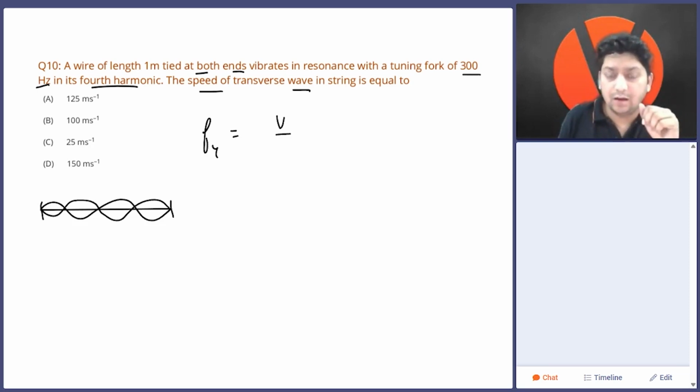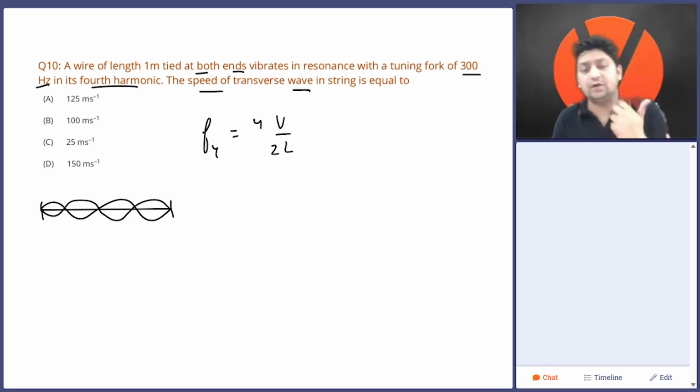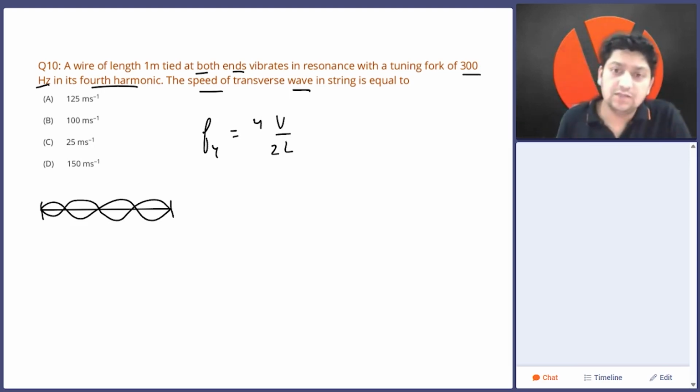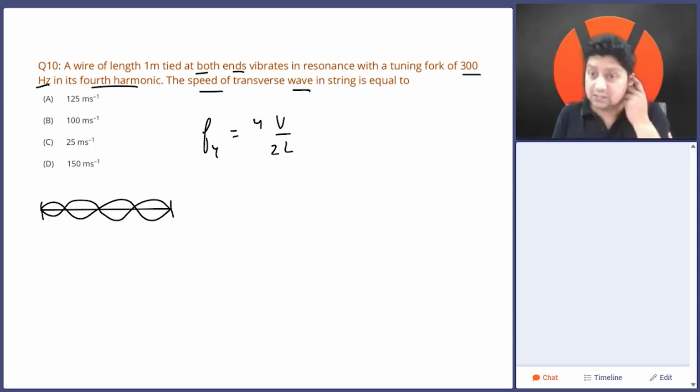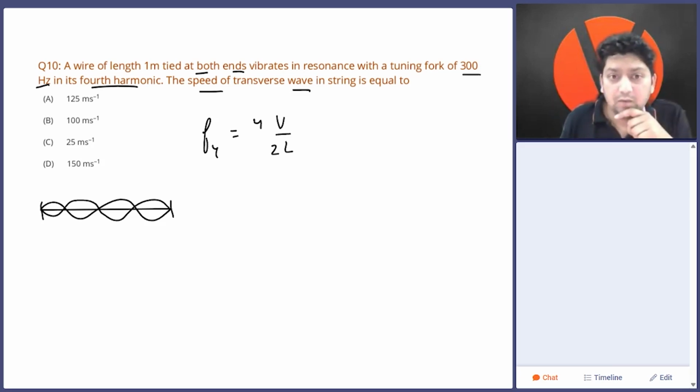Wave velocity over 2L into 4, because the frequency of the fundamental harmonic is V by 2L in such types of cases in which a string is present. Now the frequency of the tuning fork is 300, so this will be equal to 300 Hertz.